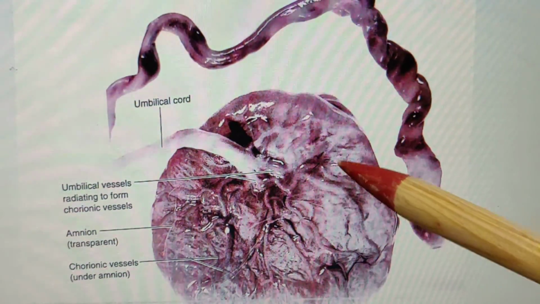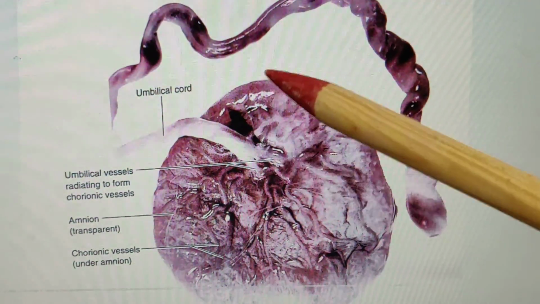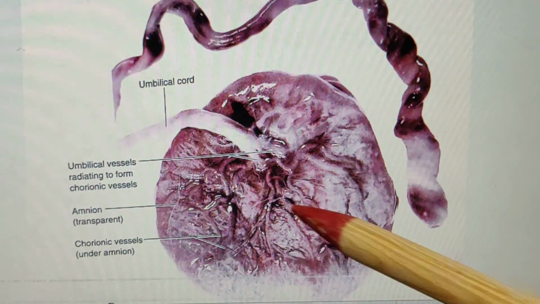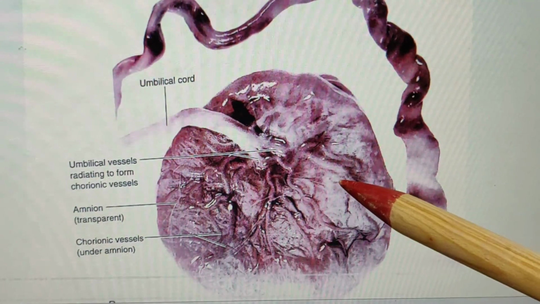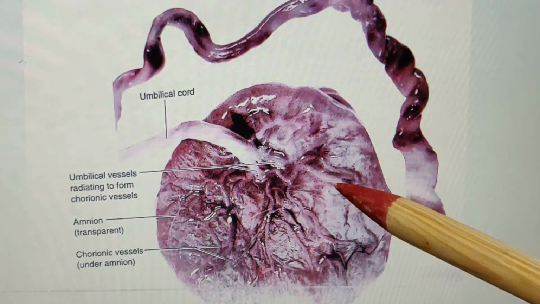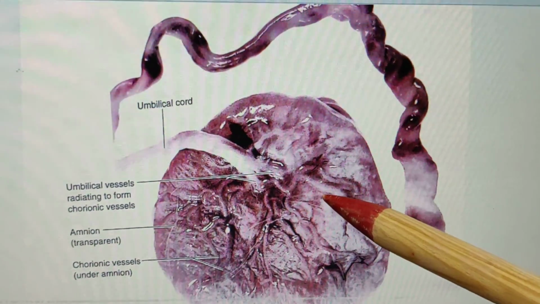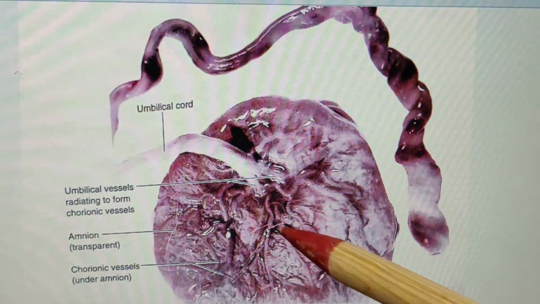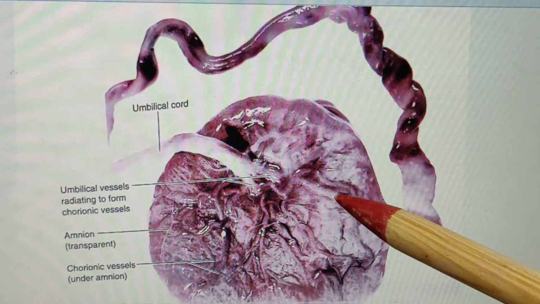There are important points. One is the umbilical cord attached, and this is the membrane, a white shiny membrane. This is the amnion, which is transparent and gives it a smooth and shiny appearance. And third, there are the radiating vessels. These are known as the chorionic vessels.